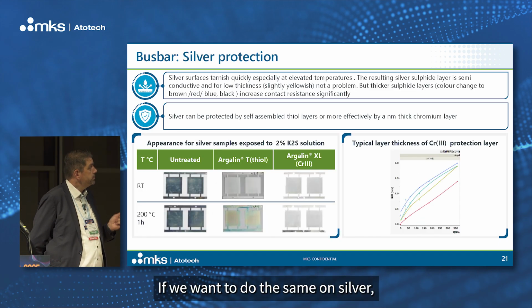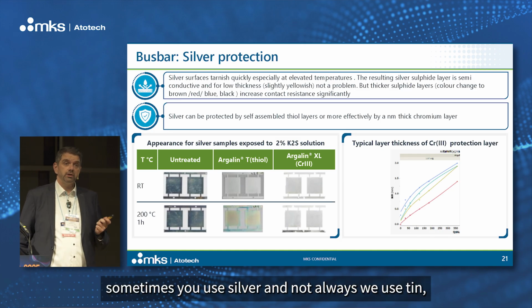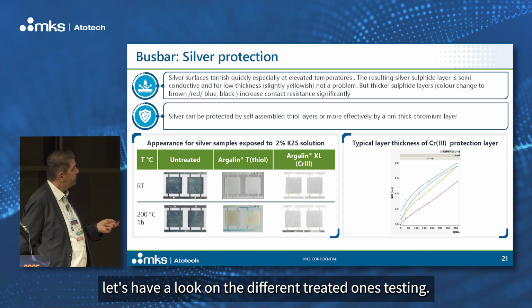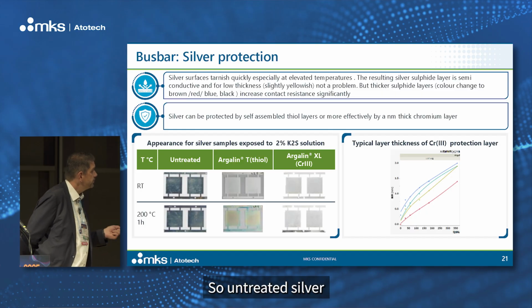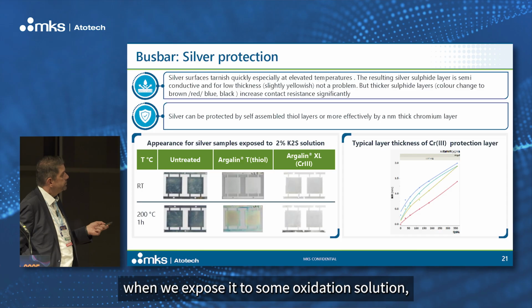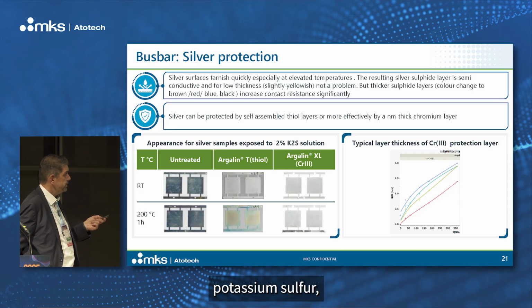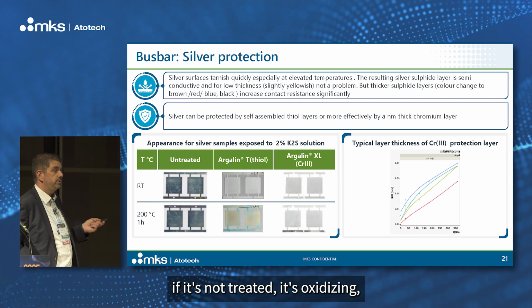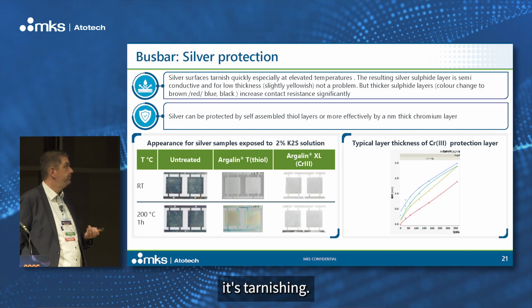If we want to do the same on silver, sometimes you use silver, not always we use tin, but sometimes we also use silver for high requirements. Also here, let's have a look at the different treated ones in testing. So untreated silver, you see even at room temperature, when we expose it to some oxidation solution, potassium sulfur, you see at room temperature and 200 degrees the silver itself, if it's not treated, it's oxidizing, it's tarnishing.